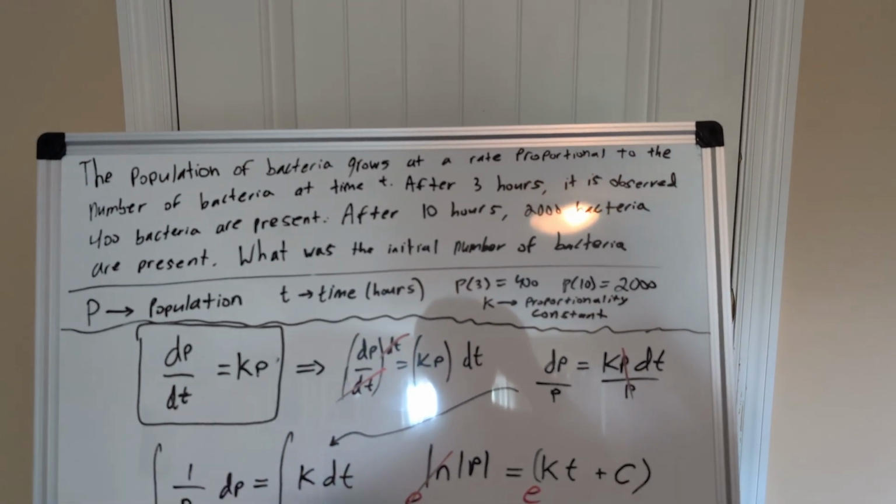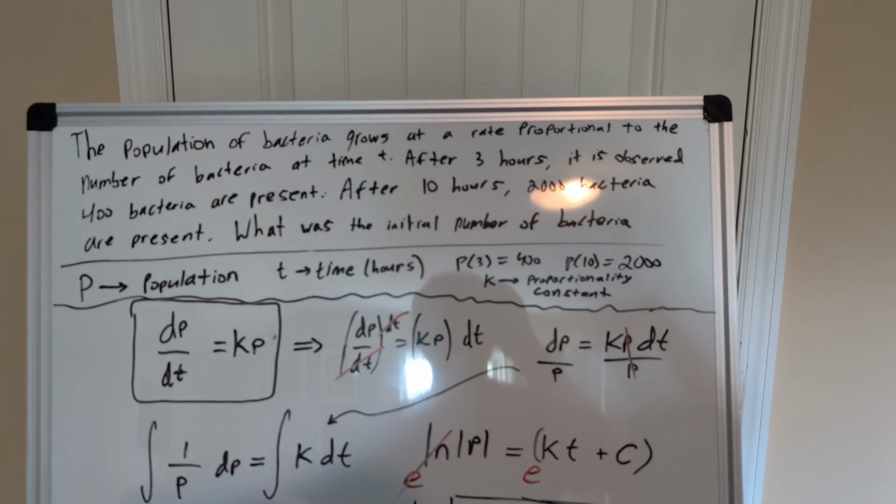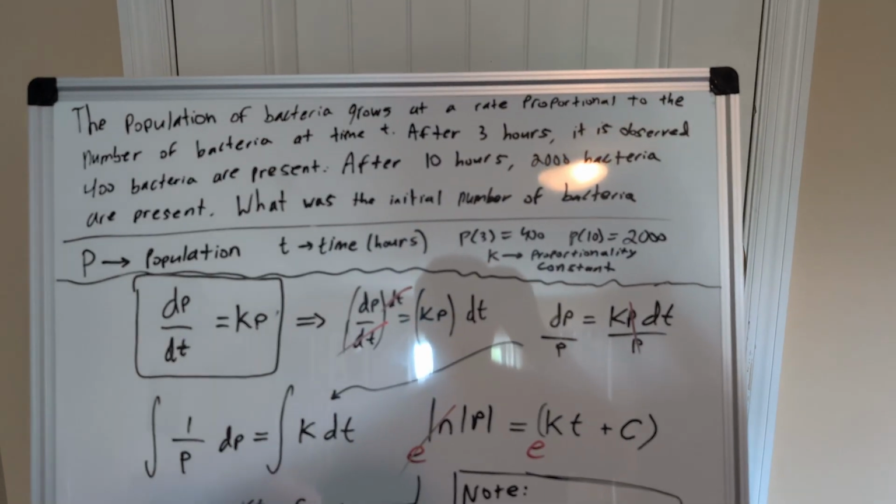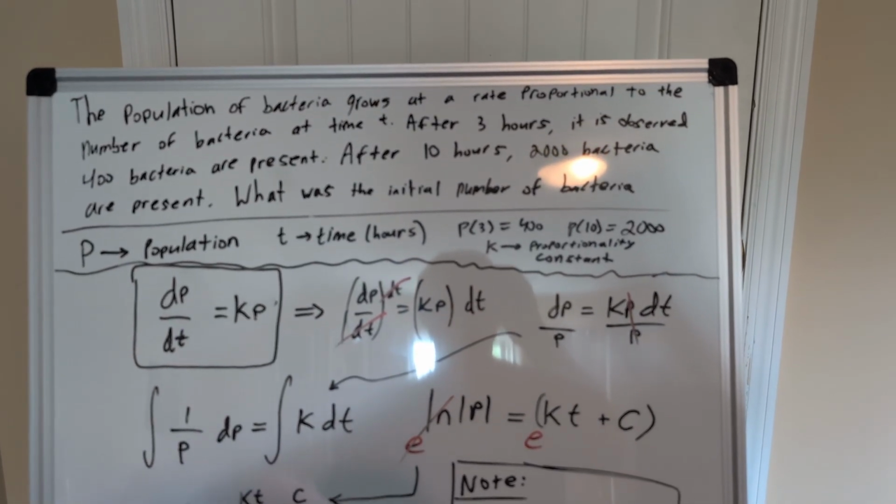The population of bacteria grows at a rate proportional to the number of bacteria at time t. After 3 hours, it is observed 400 bacteria are present, and after 10 hours, 2,000 bacteria are present. What was the initial number of bacteria?